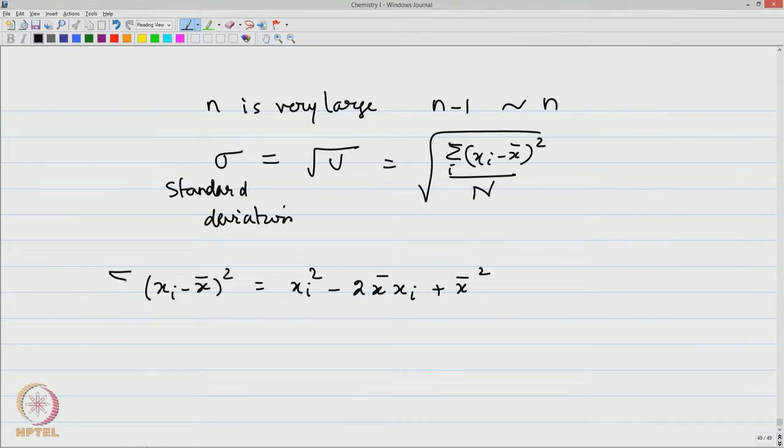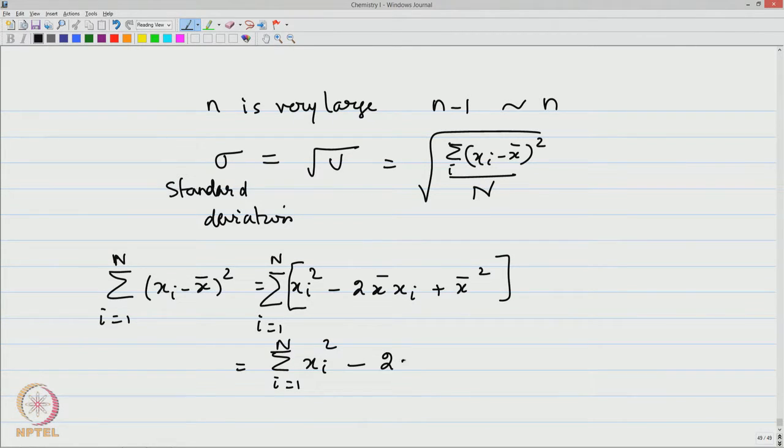So, if you put the sum over i is equal to 1 to capital N on all of these quantities, then what we have is the sum over i equals 1 to n of x_i square, minus 2 x bar times the sum over i equals 1 to n of x_i, because the average is independent of the individual measurements in this process, and then you have the sum over i equals 1 to n of x bar square. Okay.